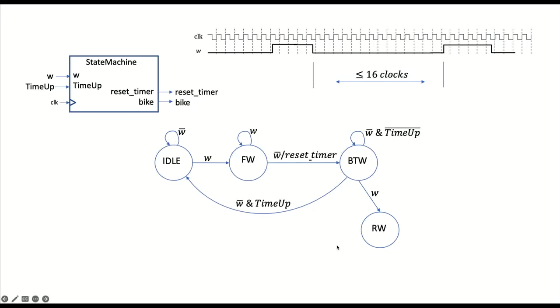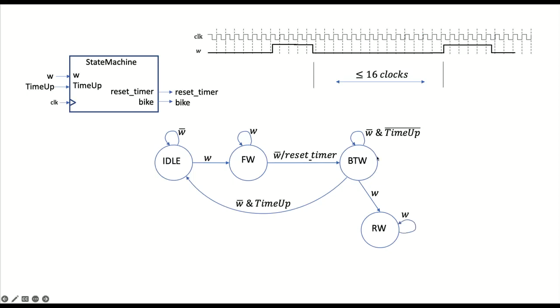Okay, all right. So rear wheel, what do I do in rear wheel? Well, since you've already established that time is not up, it must be a full bike. So you output a 1 to the counter. Okay, but what should I do in rear wheel as far as the next state? If W is on, it stays the same, but if W goes low, then we return back to idle.